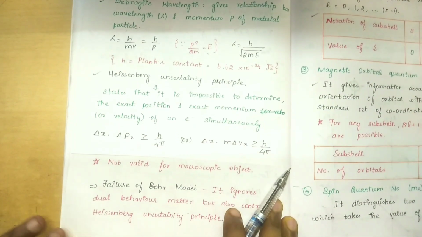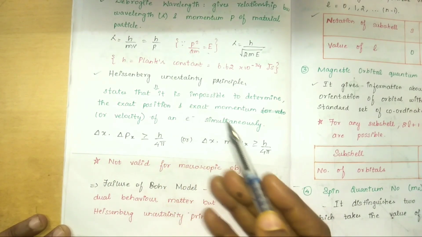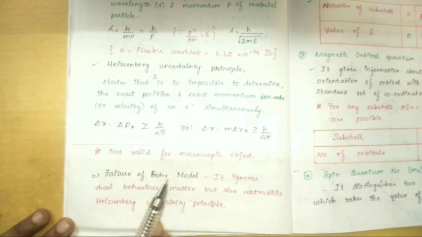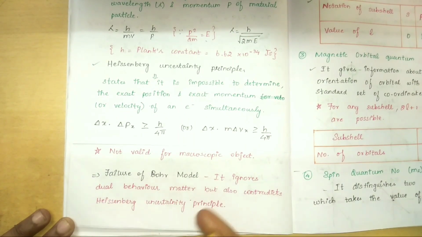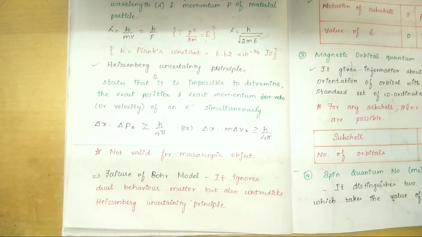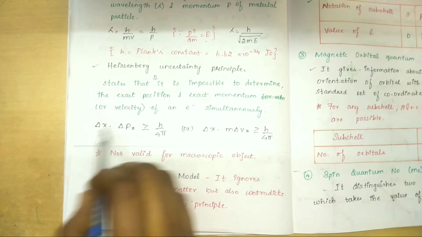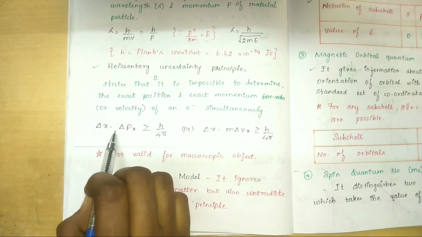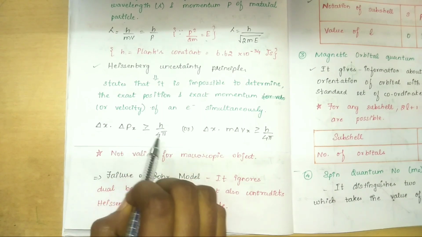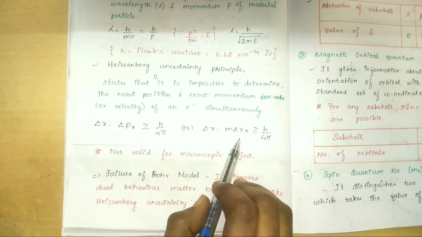The Heisenberg uncertainty principle states that it is impossible to determine the exact position and also the exact momentum or velocity of an electron simultaneously. At a time we can find only the momentum or only the velocity or only the position. At a time we cannot find both position and momentum, or position and velocity. We can find only one term. Here the formula is delta x into delta px, which is the momentum, greater than or equal to h by 4 pi. Or if you apply for momentum, it becomes m into delta v.